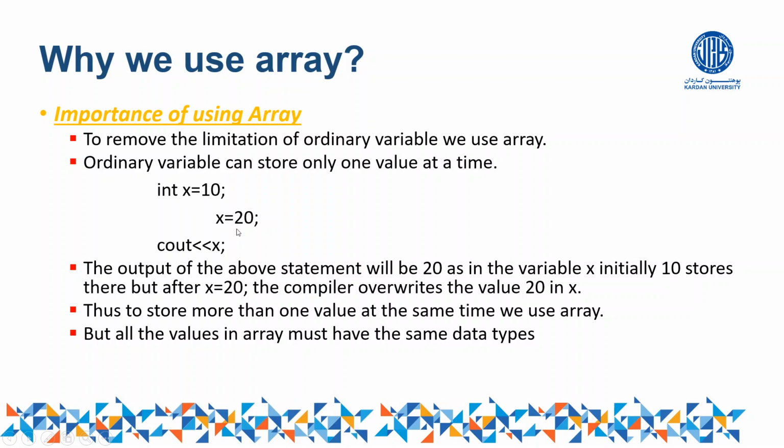So we try to store 20 in x. Now, when we see the output of this statement, cout x, it means that we are printing something, and that something is basically the value of x. Now, when you see the output after this statement, guess what will be the output? Obviously, the output would be 20, not 10.